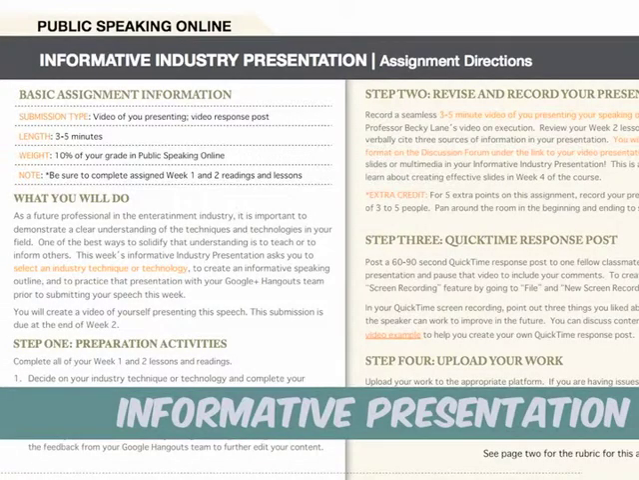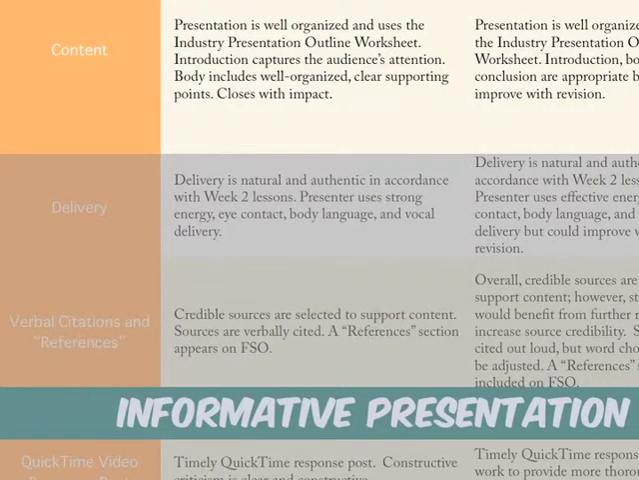This video is going to give you an example of an A+ informative industry presentation. So let's take a look at the rubric really quick. The very first thing we want to talk about is content. That's the first thing you're going to see on the rubric.